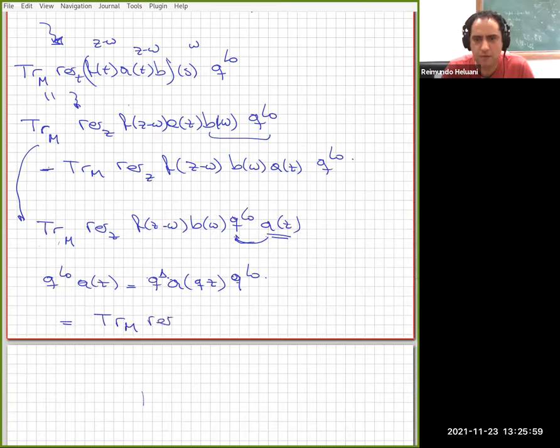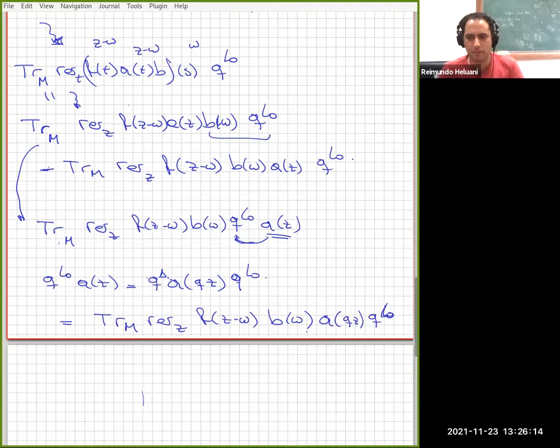So then the residue at Z of F of Z minus W, B of W, A of Z, Q to the L, A of Q times Z, Q to the L naught. And then there's some power of Q that goes out. That power of Q is going to be completely irrelevant now, but you see that it looks like the term on the other side. It's just that now here this is Q times Z, not Z. So I cannot really cancel that term. I would want this to be equal to minus this. So I would want these two terms to cancel each other because I want this to be a conformal block. And this isn't, because I have this Q here.